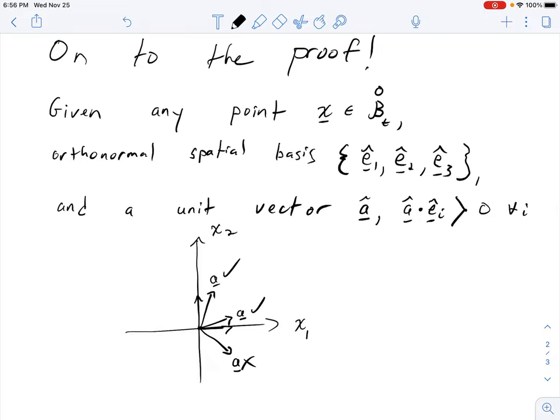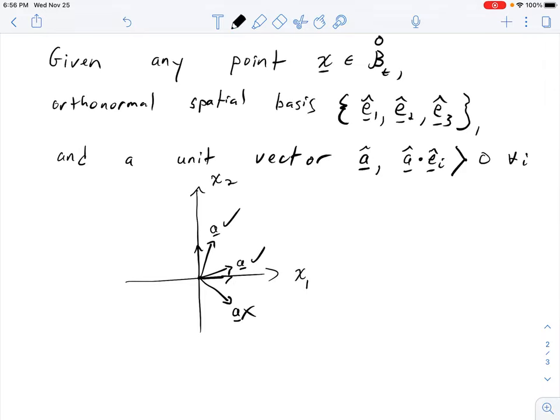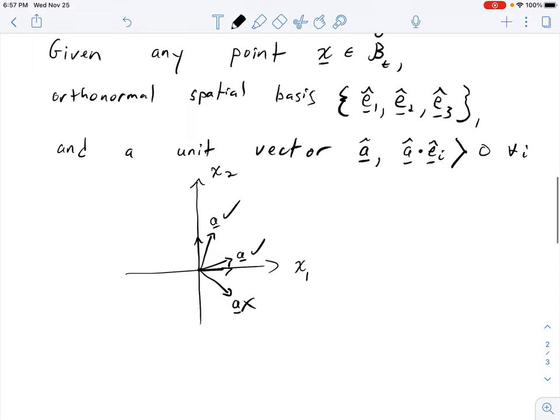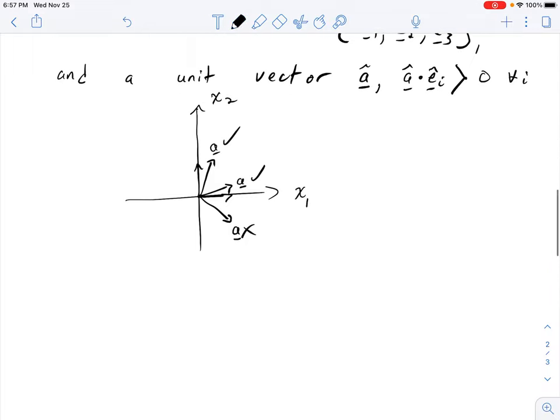All right, so given a point X, an orthonormal basis, and a unit vector that we'll say is in the first octant defined by that orthonormal basis, then we can, for each delta greater than 0, define a tetrahedron that has vertex at X. One of the faces has a normal, an outward normal in the A direction, and the other faces lie in the coordinate planes spanned by these guys here. So let's write that out.